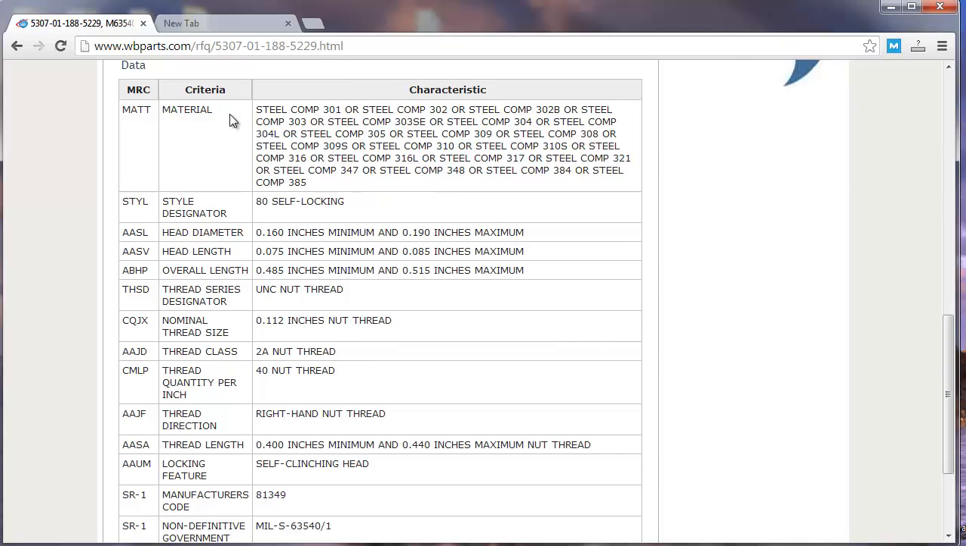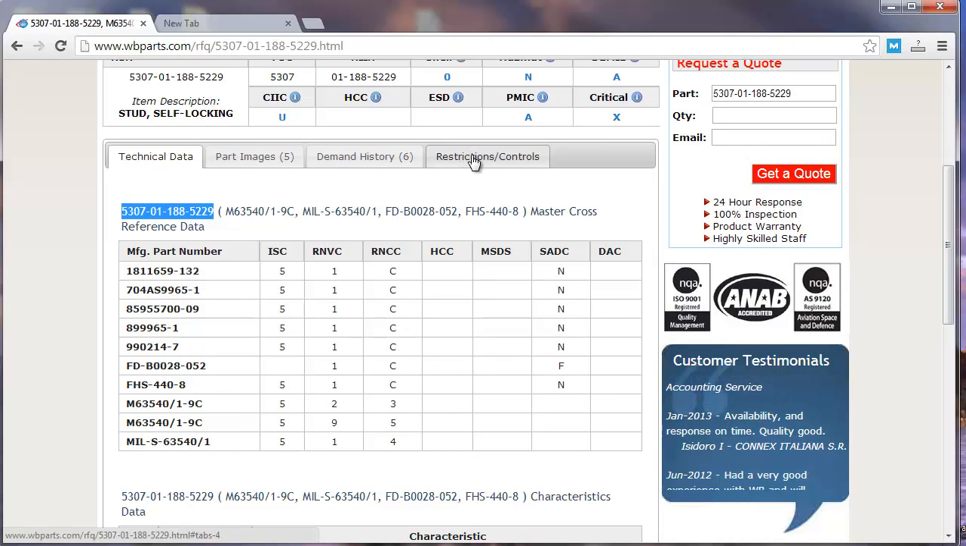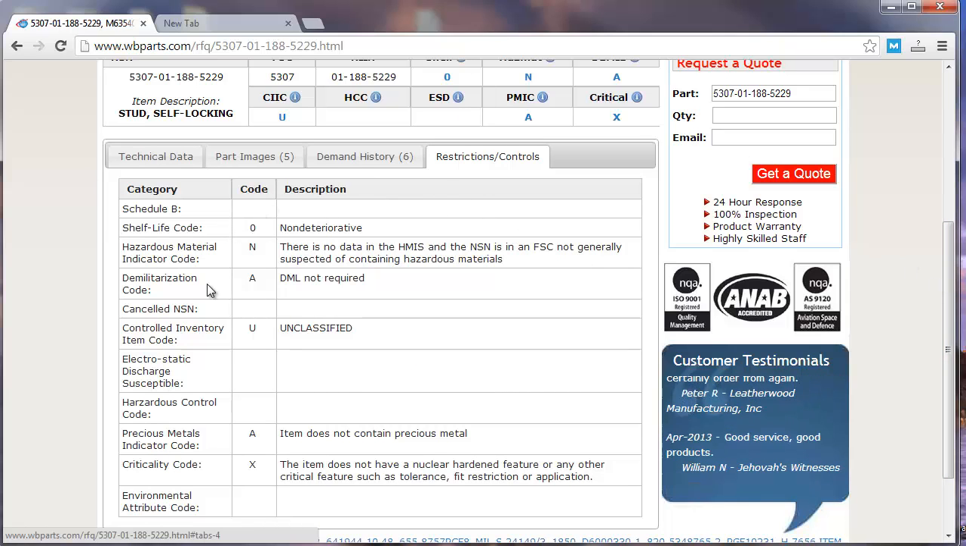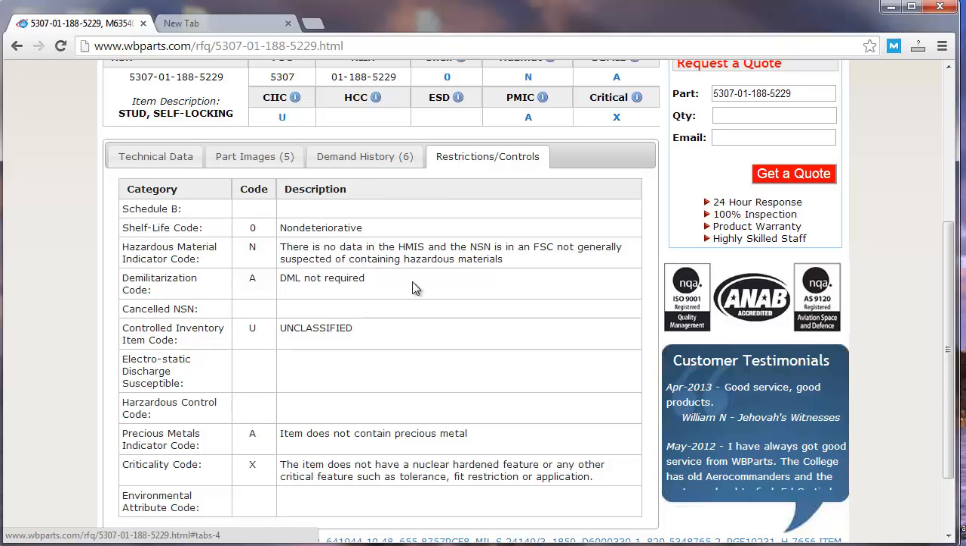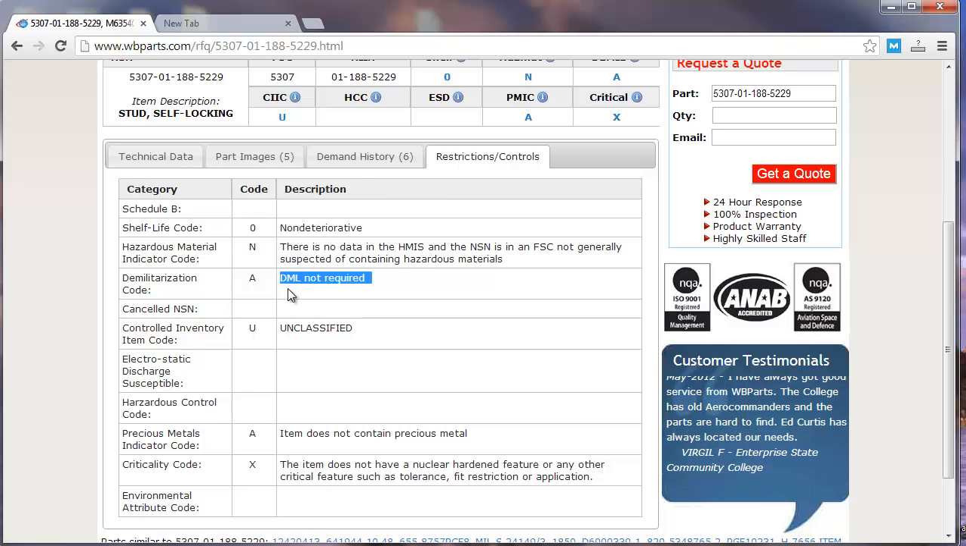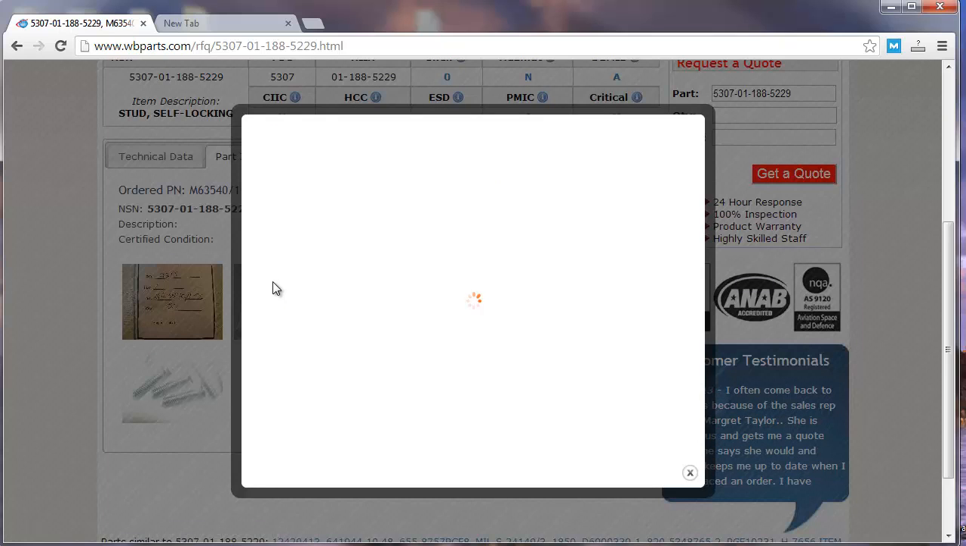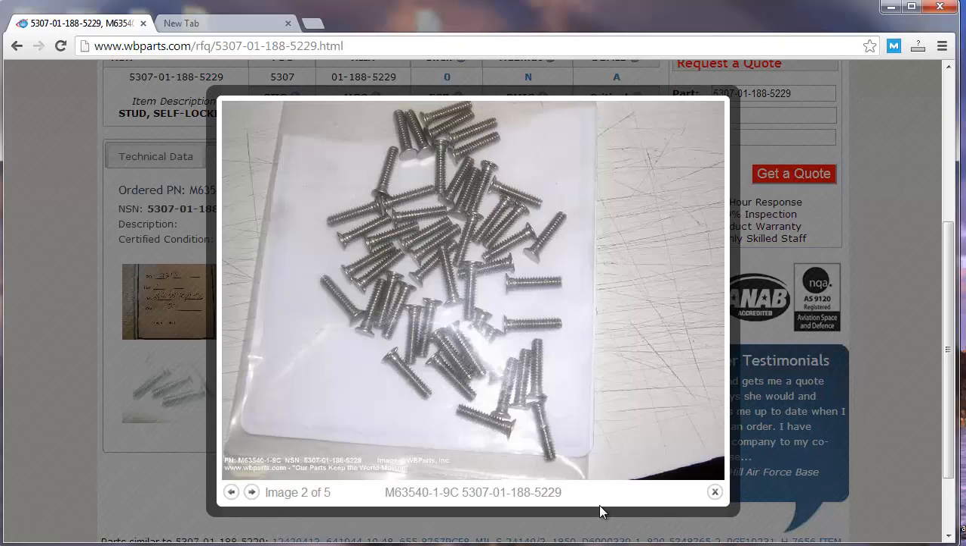So we have material composition and style designators, the self-locking nut. We have a lot of dimensional information, again, that all these parts will share in common. We also have some information regarding restrictions and control that the national stock number database provides for us. We have shelf life information, information on demilitarization should the government or an OEM want to sell some of this material, liquidate it, scrap it, whatever. It gives us a lot of really good information specific to this particular device. Something rather unique to the WBParts website is we also have part images, which can be really fantastic in giving you a visual representation of what this part actually looks like.